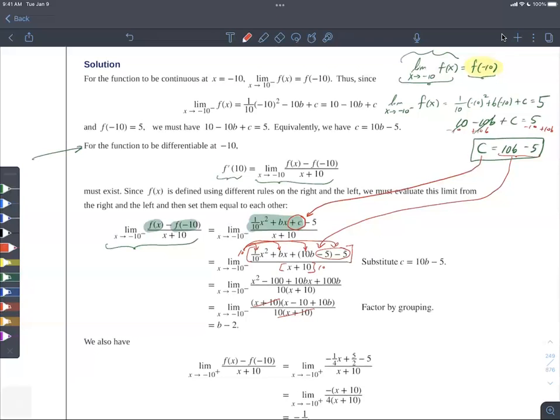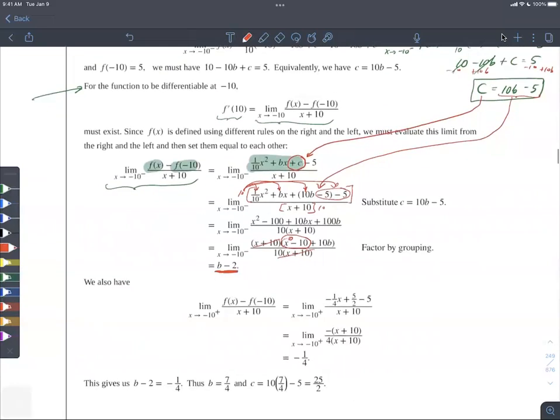what do we get here? We get negative 10. I'll plug it in place of x. So we have a negative 20 here, plus 10b. When we divide by 10, our negative 20 becomes negative 2. And then our plus 10b divided by 10 is going to become just a positive b. So the limit from the left-hand side is b minus 2.